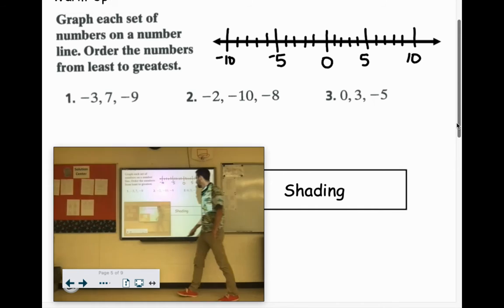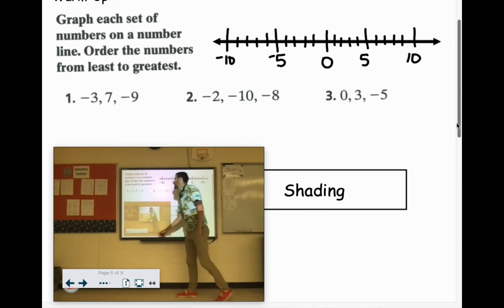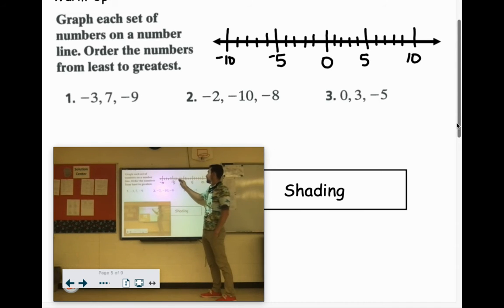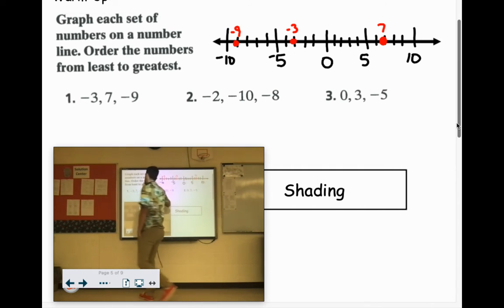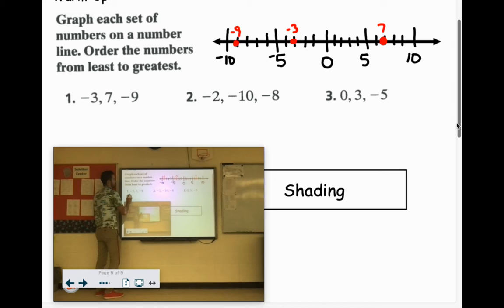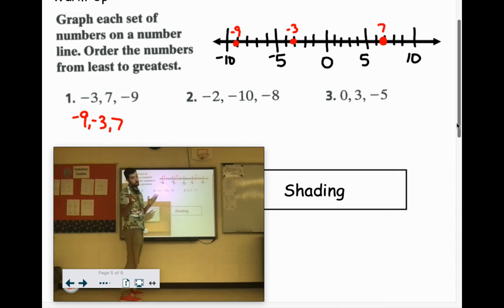All right, so I'll do number 1 in red. So -3 is here. We have +7, and -9 is over here. So remember, it's always our smallest on the left on the number line. So it'd be -9, -3, and +7. You should be able to do this in theory without a number line. Again, we're just adding a tool to the tool belt.